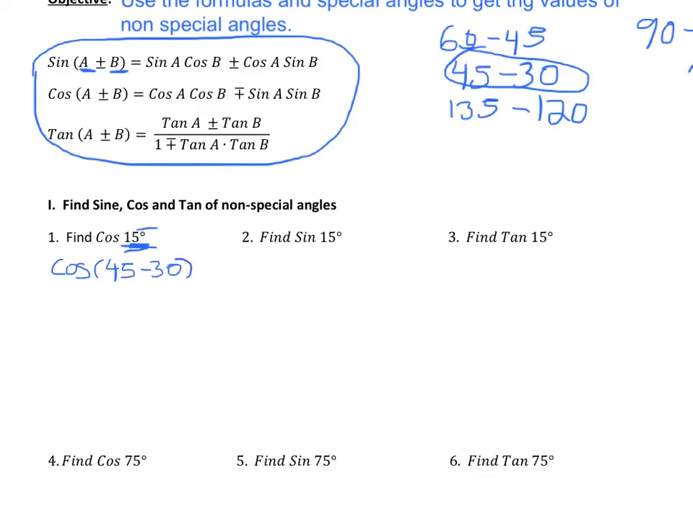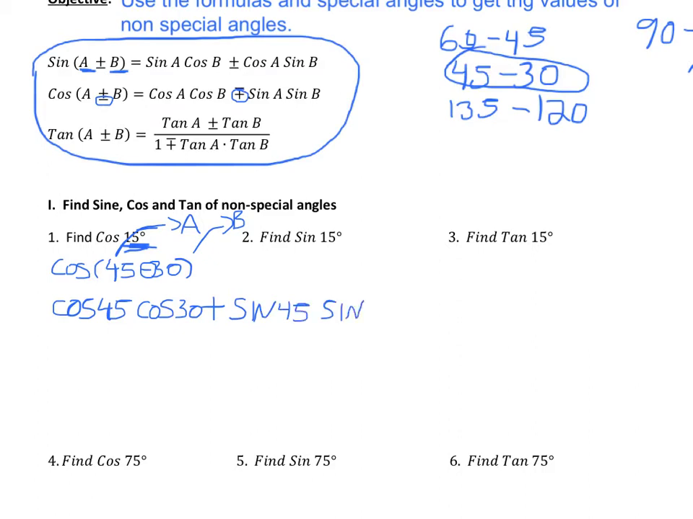So 45, I'm just going to plug that in for A, and 30, I'm going to plug that in for B. Now since I have minus here, that's the bottom sign, that means when I use the formula, I'm going to have to use the bottom sign, which is plus. So I'm going to have cosine of A, which is 45, times cosine of 30, and then plus sine of A, which is 45, times the sine of 30.